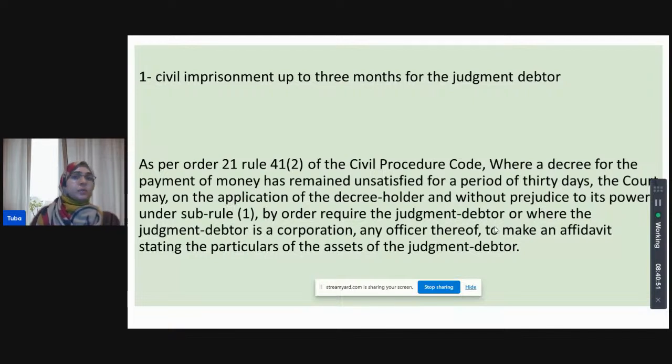It is civil imprisonment up to 3 months for the judgment debtor. We have to go to Order 21, Rule 41.2. It states that where a decree for the payment of money has remained unsatisfied for a period of 30 days, the court may, on the application of the decree holder and without prejudice to its powers under sub-rule 1 of this order, by order require the judgment debtor, or wherever the judgment debtor is a corporation, any officer thereof, to make an affidavit stating the particulars of the assets of the judgment debtor.